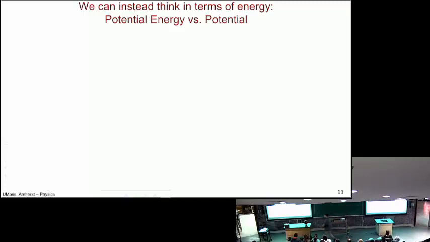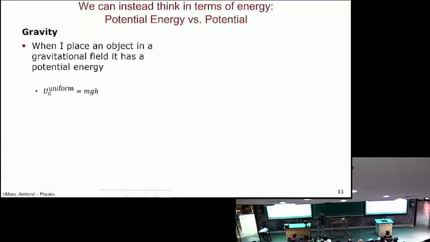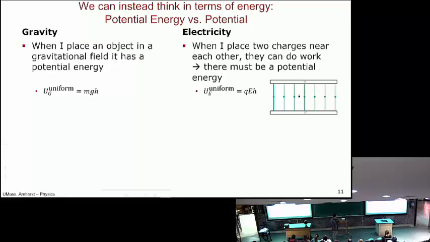That's what we're going to do right now: think about electricity and electric fields from an energy perspective. So let's return to gravity for a second. When I place an object, like a ball, in a gravitational field, it has a potential energy, mgh, 131. For electricity, if I generate a uniform electric field between two plates, I also get a potential energy. And we can make an analogy.